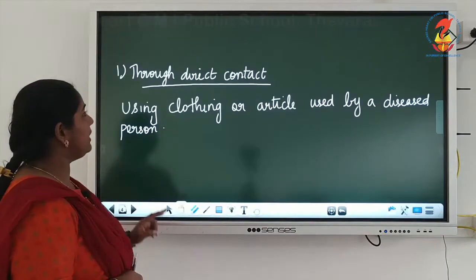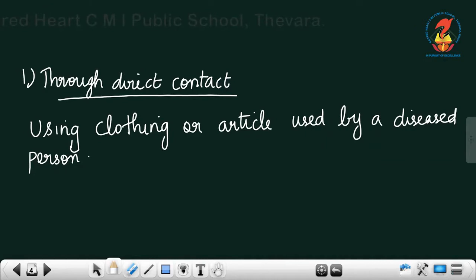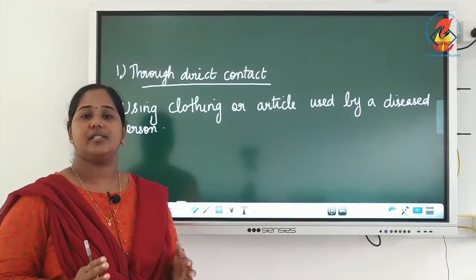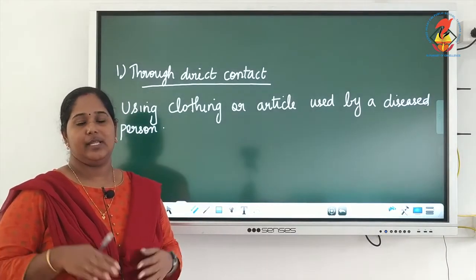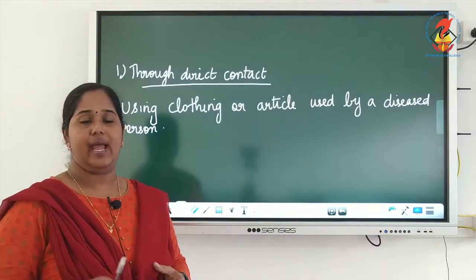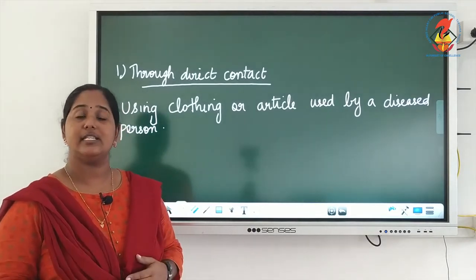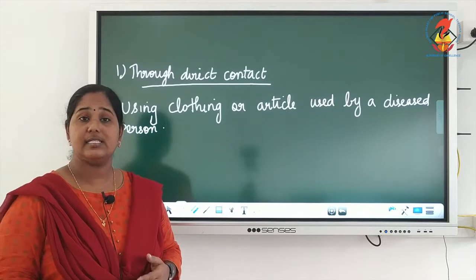Let us take a detailed look into how it is happening. The first way by which diseases are spread is through direct contact with an infected person. Direct contact means using the articles, clothing or any other objects of an infected person, or sharing the room with them. That is the most dangerous situation, and there is a chance for getting or spreading the disease faster.